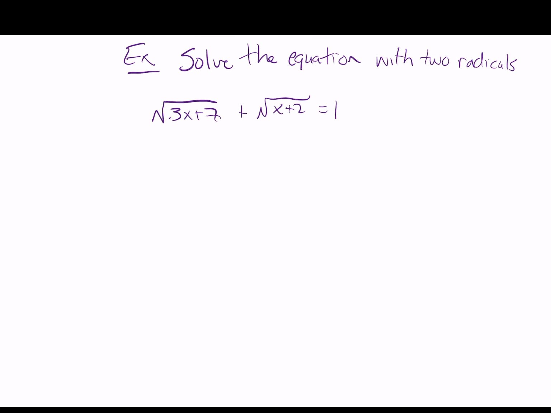What happens if we have an equation that has two radicals? Well, let's first try and solve this example. The square root of 3x plus 7 plus the square root of x plus 2 is equal to 1. So the thing that we want to do first is to isolate one radical on one side. So we'll first subtract the square root of x plus 2 from both sides. And so we're left with the square root of 3x plus 7 is equal to 1 minus the square root of x plus 2. So now we can square both sides.